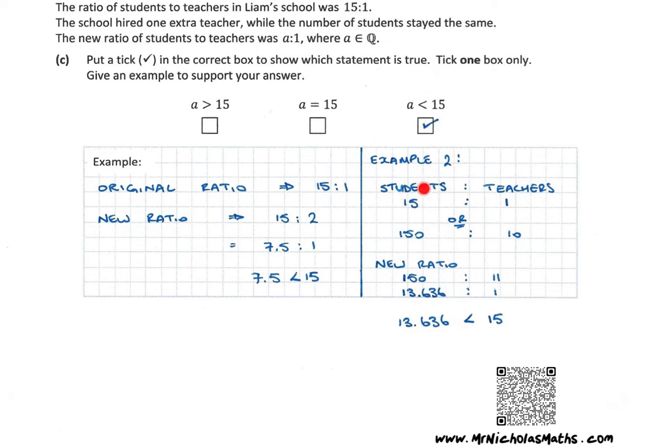Example: say for instance there were 15 students in a class and there was one teacher. Let's say we use that ratio. If we were to scale it up and say there were 150 students in a school, which means there'd be 10 teachers. If we were to hire one more teacher, then all of a sudden we'd have 11 teachers, and 150 students. So to find out what that is with respect to one teacher, we divide this by 11 and divide this by 11, and we get left with 13.636. 13.636 is obviously less than 15. So we're going to go for A being less than. Okay, and that is 2019, Paper 1, Question 1.